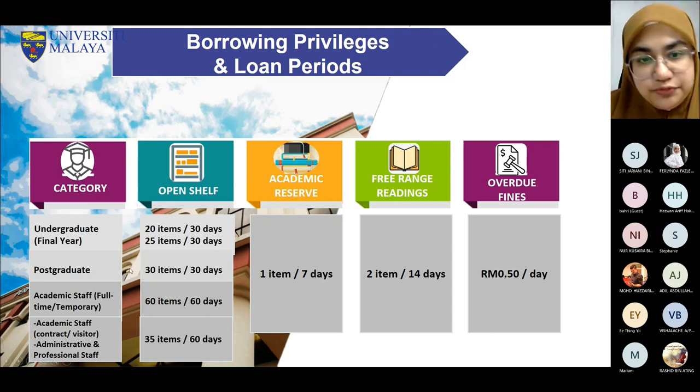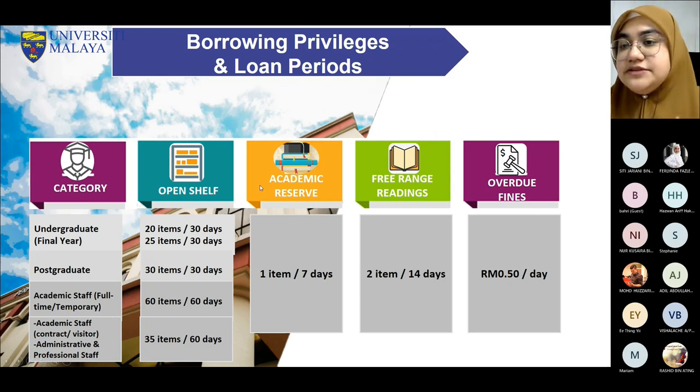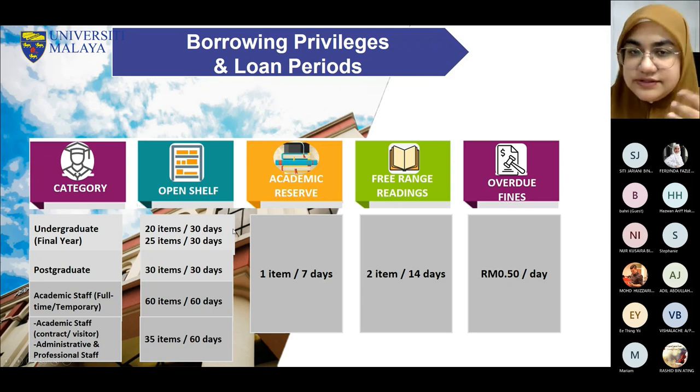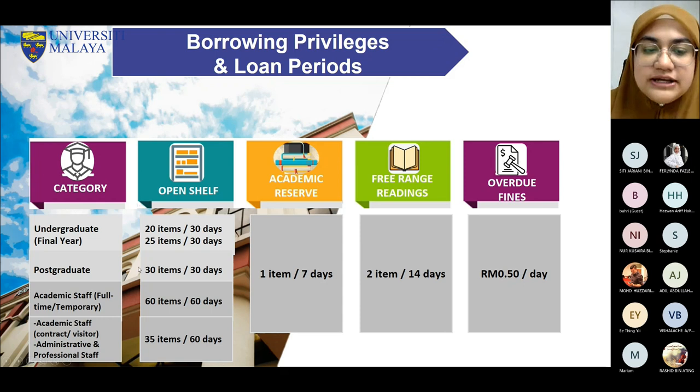What do we mean by open shelves? Open shelves are any shelves that you can access straight away, and they do not have any labeling like academic reserve. Usually academic reserve collections are resources that are available behind the specific counter of that particular library. Anything else that you see on shelves that you can access directly as soon as you enter the library are open shelves. For those items, postgraduates can borrow 30 items at one time.